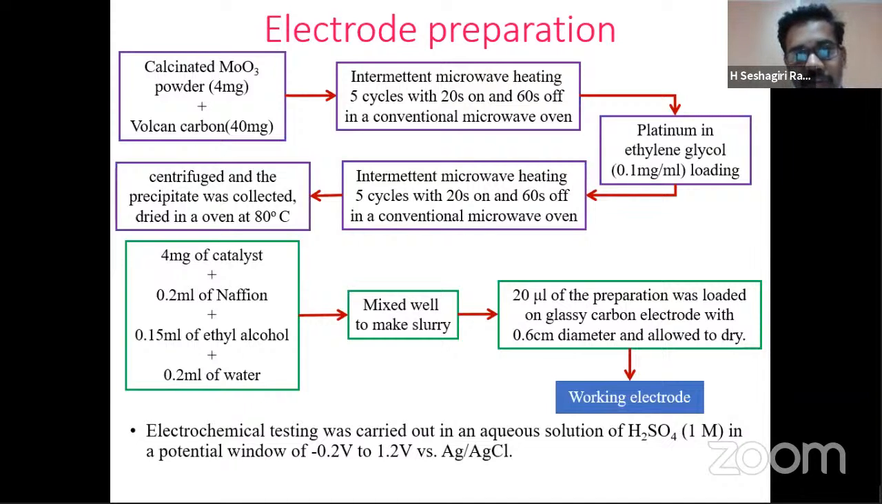4 milligrams of the prepared catalyst, that's the platinum loaded catalyst, was mixed with 0.2 ml of naphthalene, then 0.15 ml of ethylene glycol and 0.2 ml of water. It was mixed well and made into a slurry, and 20 microliters of the slurry was loaded on the glassy carbon electrode with 0.6 centimeter diameter, which was called the working electrode. The electrochemical measurements were carried out in an aqueous solution of 1 molar H2SO4, in a potential window of minus 0.2 volts to 1.2 volts with a silver chloride reference electrode.